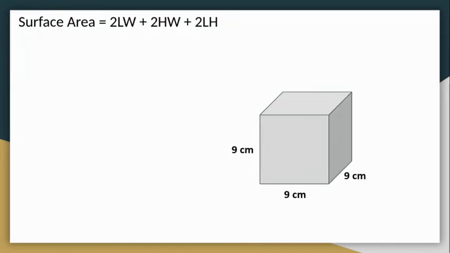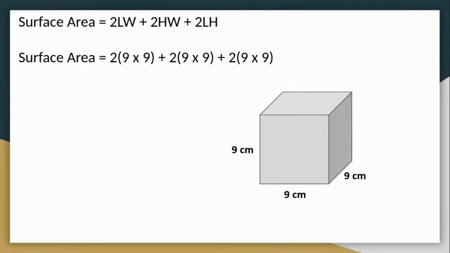I know that a cube is a specific type of rectangular prism. This has me wondering, does our rectangular prism surface area formula work on a cube? In this instance, the length, width, and height of our cube are all 9 centimeters because all of a cube's sides are equal. We can substitute these values into our surface area formula. This formula will work for a cube, but we can simplify this formula even further for a cube.